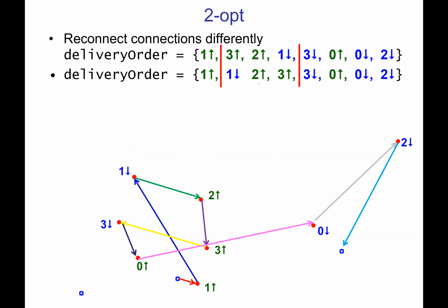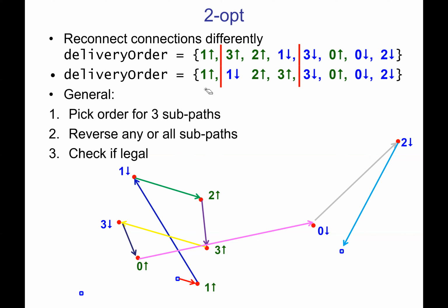Okay, so to reconnect this path properly, I actually have to reorder the piece in the middle. So I reverse those deliveries. And now I've got a logical delivery order again. Okay, so for 2-opt, the general procedure is you need to pick the order in which you're going to reconnect these 3 subpaths. So you pick 2 cut points, that divides your path into 3 subpieces. You pick what order you're going to put them back in. There's no right or wrong. A perturbation operator just kind of tries things. You can reverse a subpath or not reverse it. So it's your choice of whether you do that or not. And you check if it's legal.